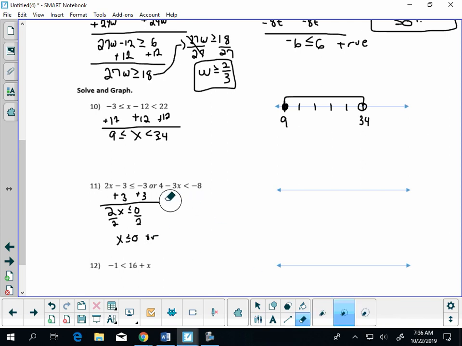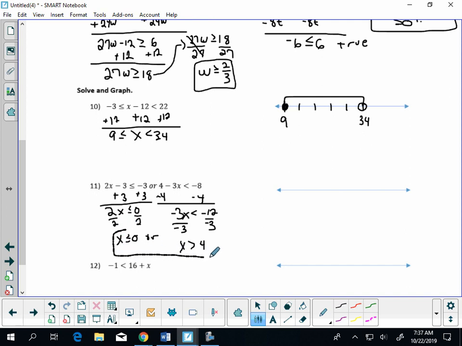Well, I need to do the second one as well. So on that one, I'm going to minus 4. And that's going to give me negative 3x is less than negative 12. I'm going to divide by negative 3. They're trying to trick you on this one because you're dividing by a negative. Remember to flip the direction. So we've got x is less than or equal to 0, or x is greater than 4.